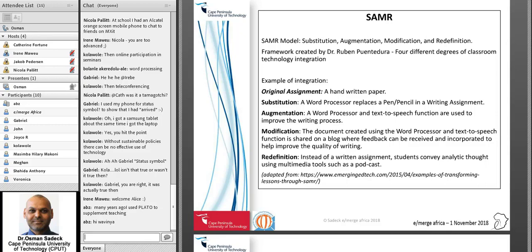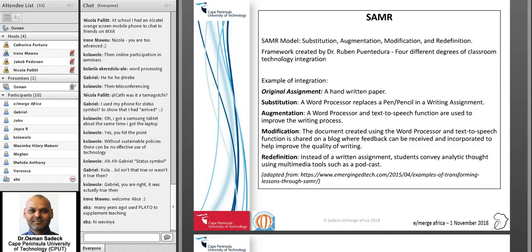Then there was an area of substitution where we started typing this out. And then we went into augmenting this, where they would then start using things like text-to-speech functions. And then it is said you go on to modifying it, and then to redefinition. Now, this is quite sound, because these are the type of things that do happen when you integrate, when you actually practice it. But you will find that it seems to follow this particular order of substitution, augmentation, then modification, and then redefinition.